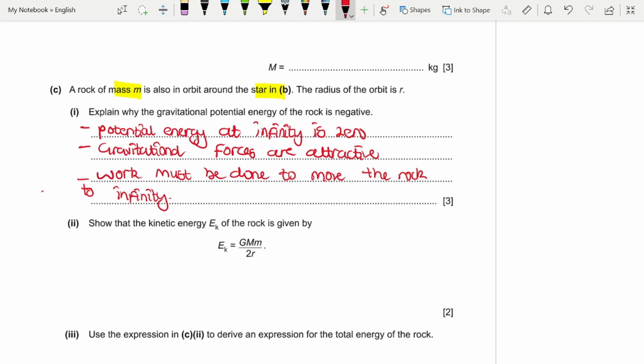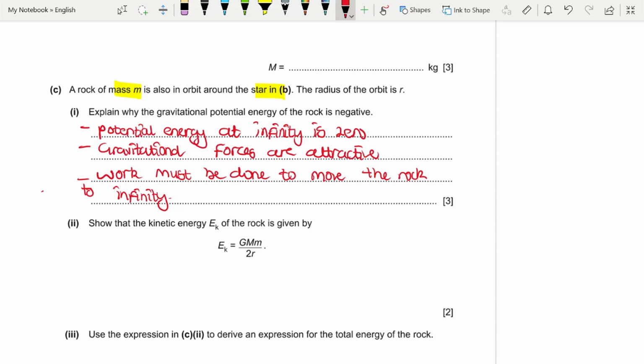Show that the kinetic energy of the rock is given by EK equals GMm over 2R. What you're going to realize is that if a rock is orbiting, it's going to need a centripetal force. This is an orbit. You've done centripetal forces, and you know you're going to need a centripetal force. And that centripetal force is provided, guess what, by the force of gravity. The rock wants to fall towards the planet. So the force of gravity is going to provide the centripetal force.